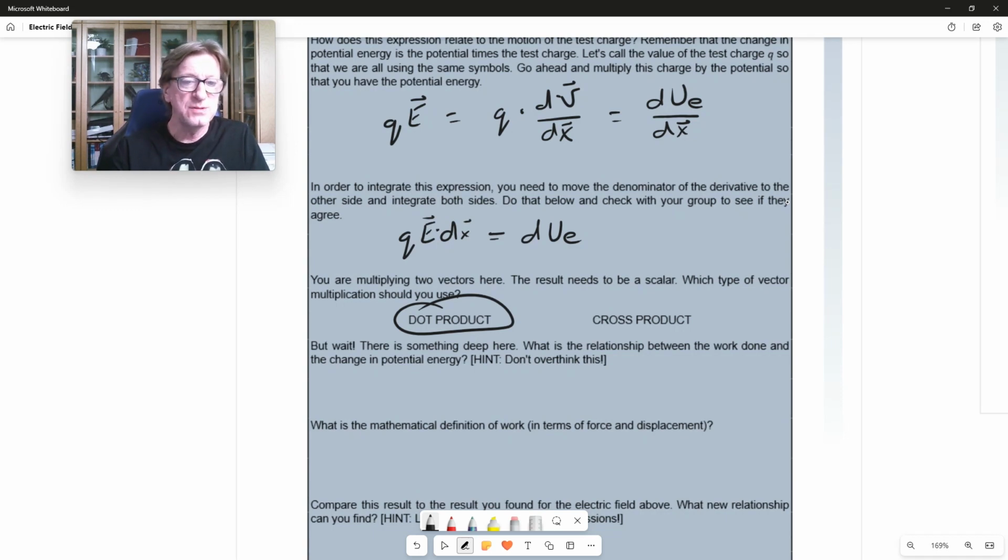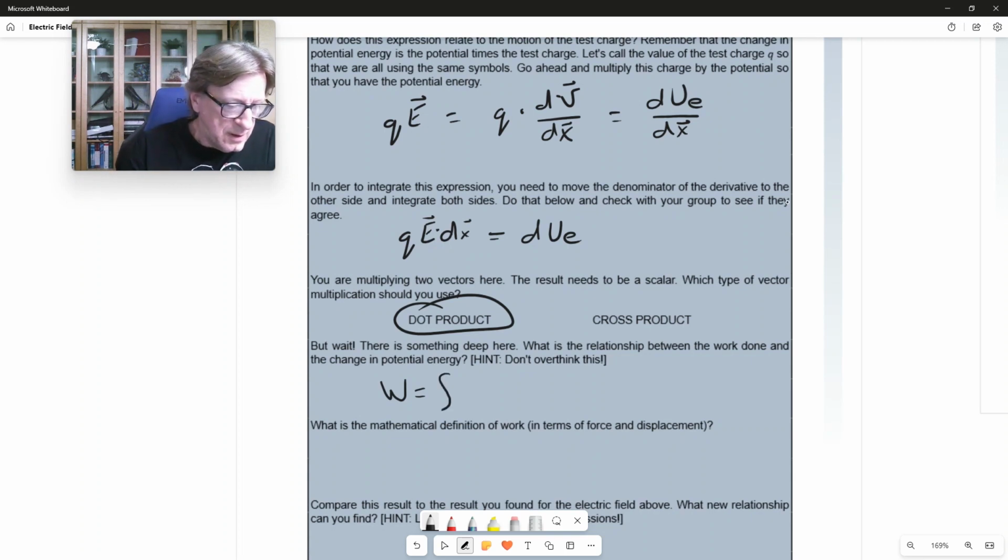Here we point out that there's something deep. What's the relationship between the work done and the change in potential energy? Hopefully you remember from your previous classes that the work is just the integral of the total change in that energy over the entire path that we take. So this tells me that the total change in energy is just going to be the integral of all of that.